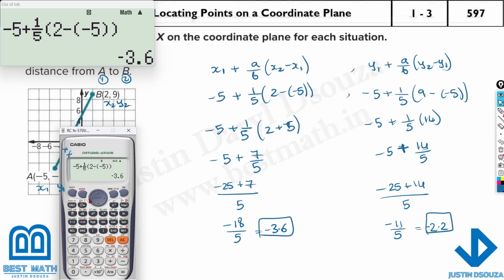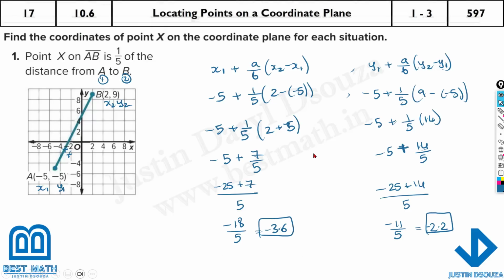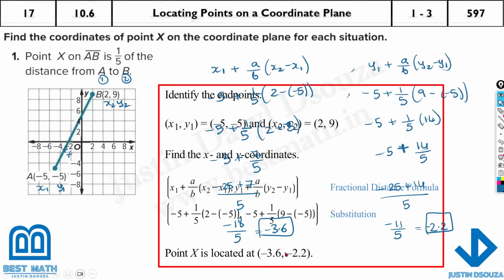Even over here, you can avoid some brackets. Say this bracket is, now it's 9 minus 5, and that even gives you the same answer. But it's always a good habit to put the brackets, because when we're writing, the brackets are important. If you write this minus 5, it's incorrect. So that's how we solve it. So here we have minus 3.6.